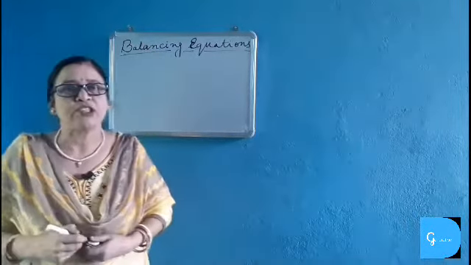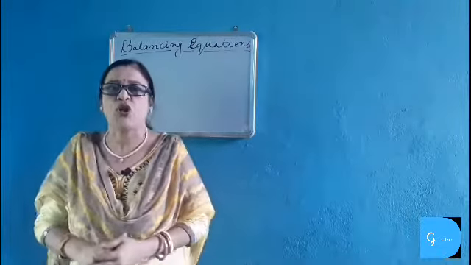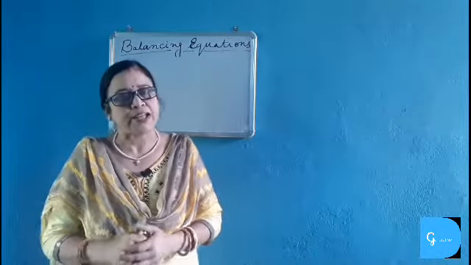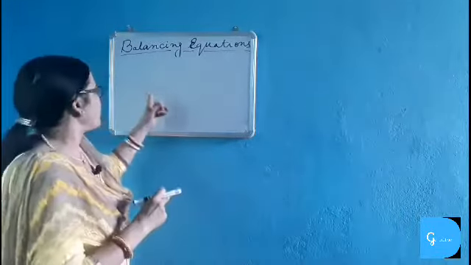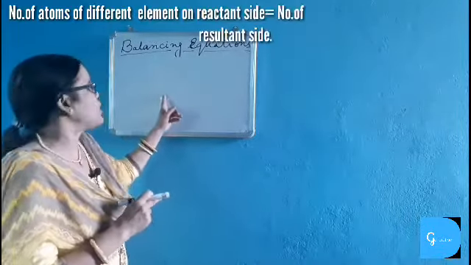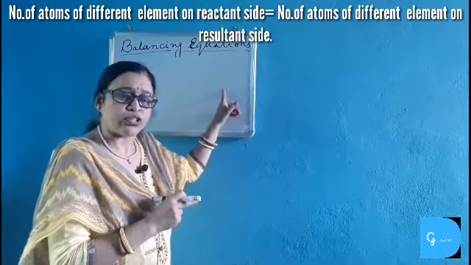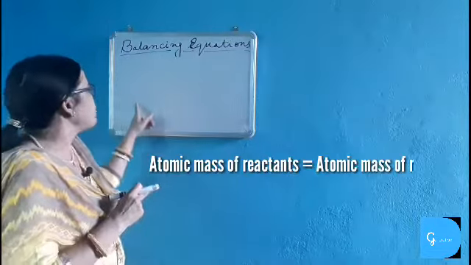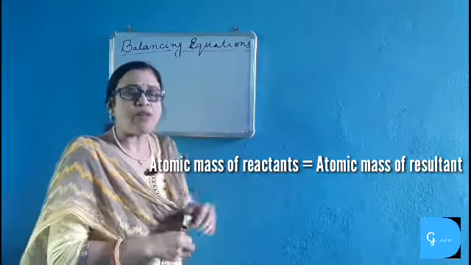And why do we balance an equation? It is necessary to balance an equation because, according to the law of conservation of mass, matter can neither be created nor destroyed. So the number of atoms of different elements on the reactant side will always be equal to the number of atoms on the product side, so that the mass on the reactant side will always be equal to the mass on the product side. This is called a balanced equation.